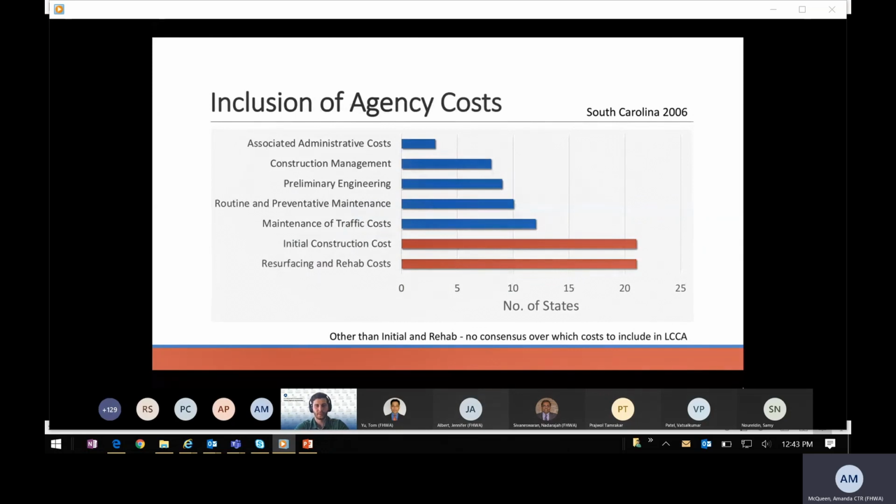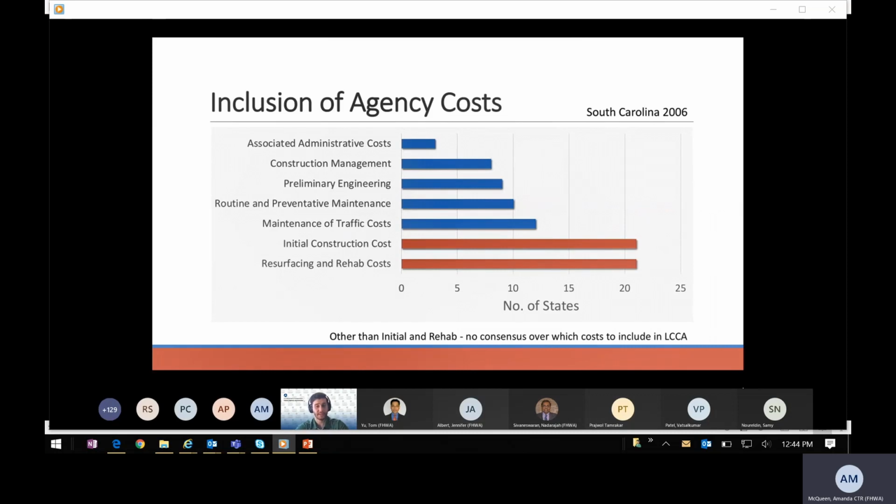So again, going through the inputs into an LCCA framework, we need to talk about agency costs next. Agency costs are those that generally arise from initial construction, periodic maintenance, and rehabilitation activities. Agency costs play a key role in the life cycle cost determination for any given project. Now, this figure shows the results from the South Carolina 2006 reference, indicating the typical costs that are included in the agency costs for those conducting LCCAs.